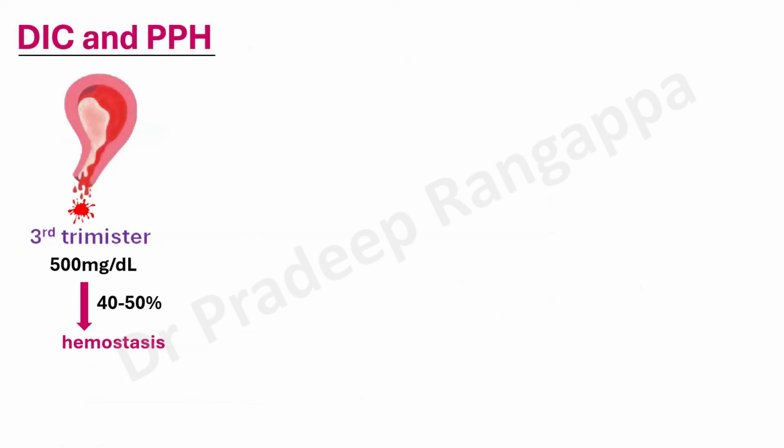So we spoke about trauma. We spoke about cardiac surgery. We spoke about liver transplant. Then we'll move to postpartum hemorrhage, which is also a dreaded complication. And as I said, in the third trimester, 500 milligram per deciliter should be there, and at least 50% of this should be there for hemostasis to happen.